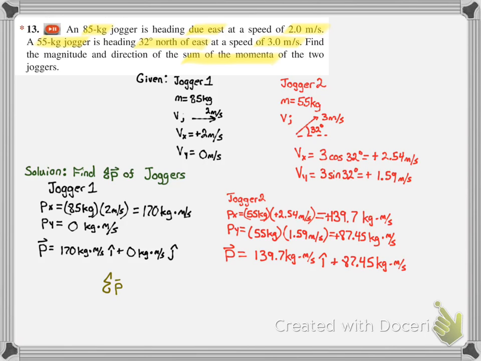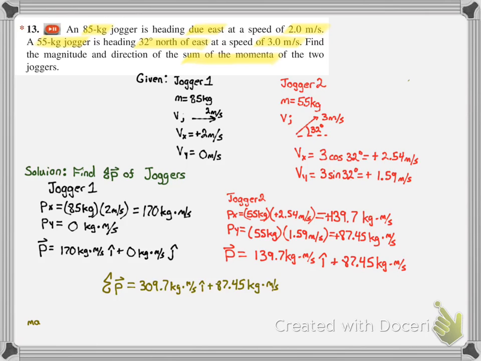Then we can try solving the answer by finding the net momentum. We find the net momentum by adding up the two x's of each jogger, since we're trying to find the net momentum of both joggers. And we end up with 309.7 kilograms meters per second in the x. We add up the y's, which is just 87.45 plus 0, which is 87.45.